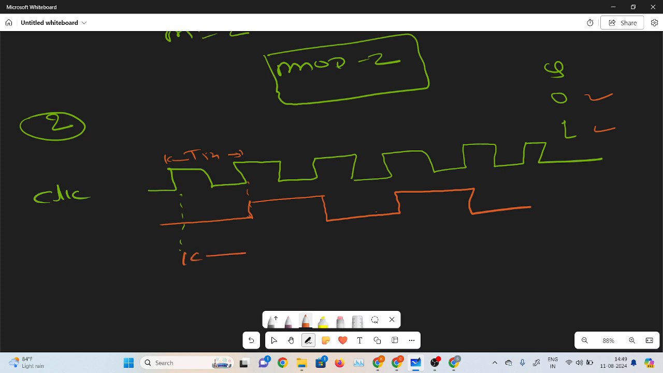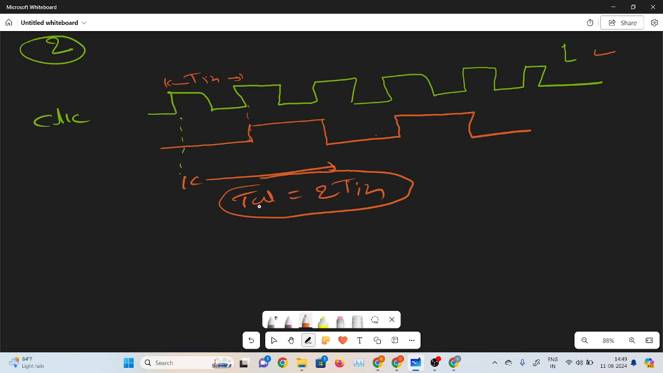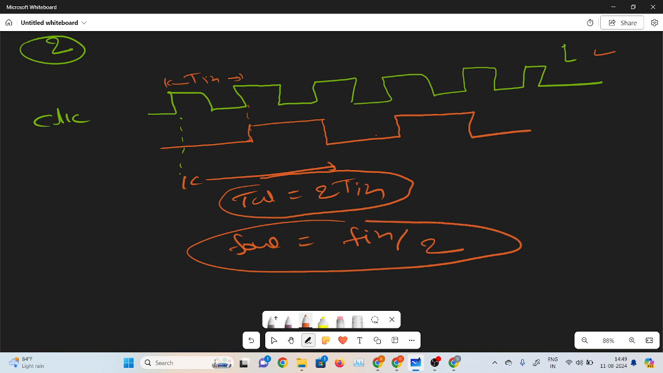So what is the time period of that? T out is equal to 1 T in plus 1 T in, that is 2 T in. So T out is equal to 2 T in. If the time period is doubled, then the frequency f out is equal to f in by 2. So this is the designing of the f by 2 circuit.